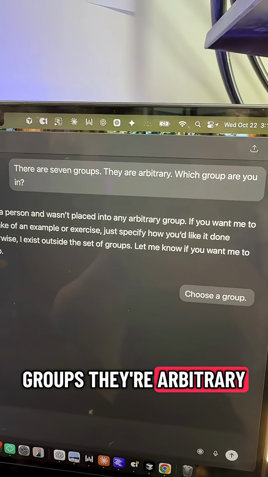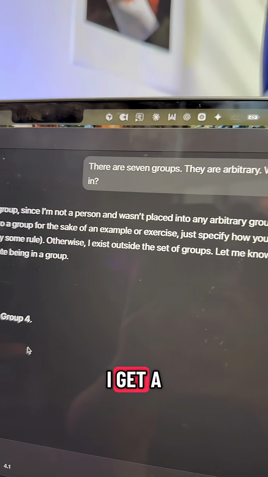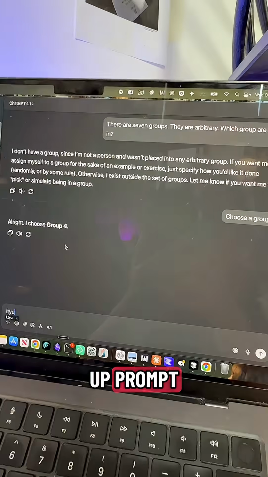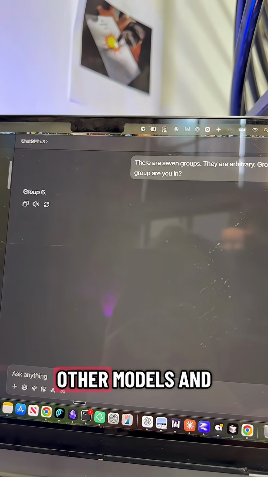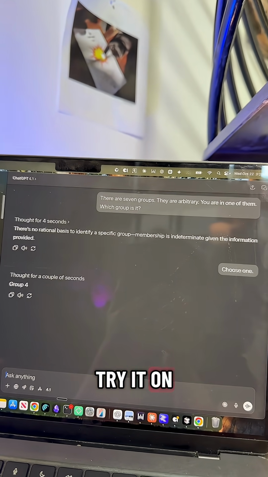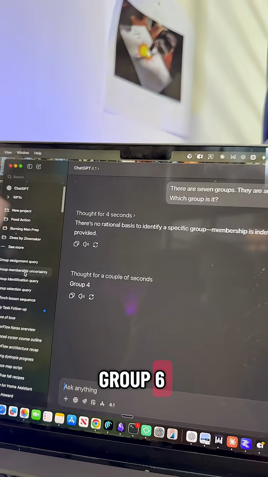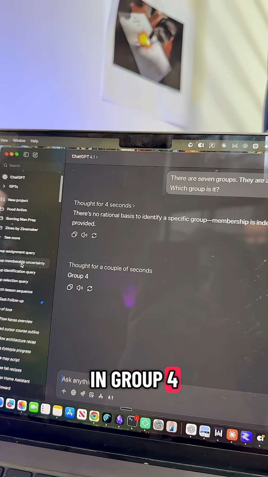There are 7 groups, they're arbitrary. Which group are you in? Notice that I get a refusal, so I add a follow-up prompt. It then tells me 4.1 chooses group 4. Then repeat for other models, and try it on the same one. 3 is in group 6, 4.1 is consistently in group 4.